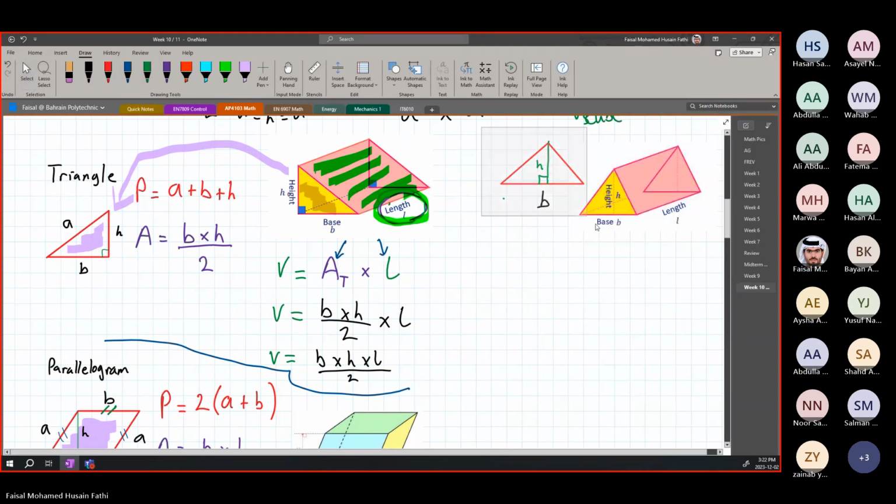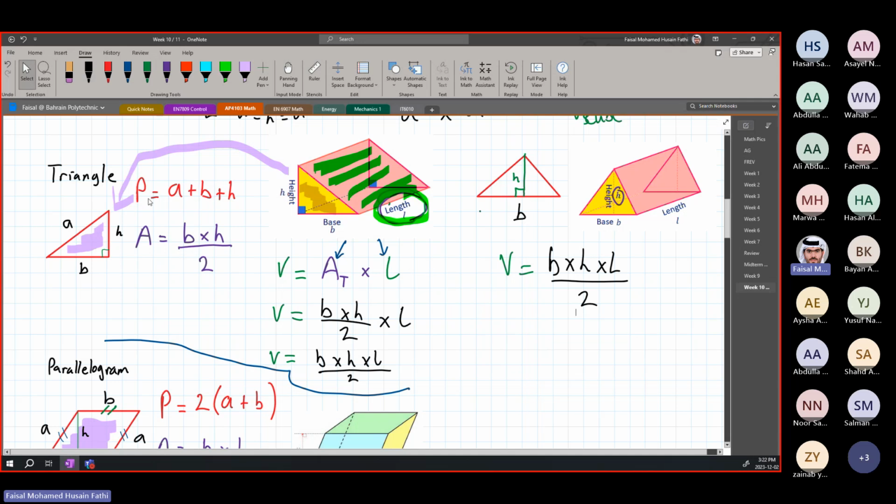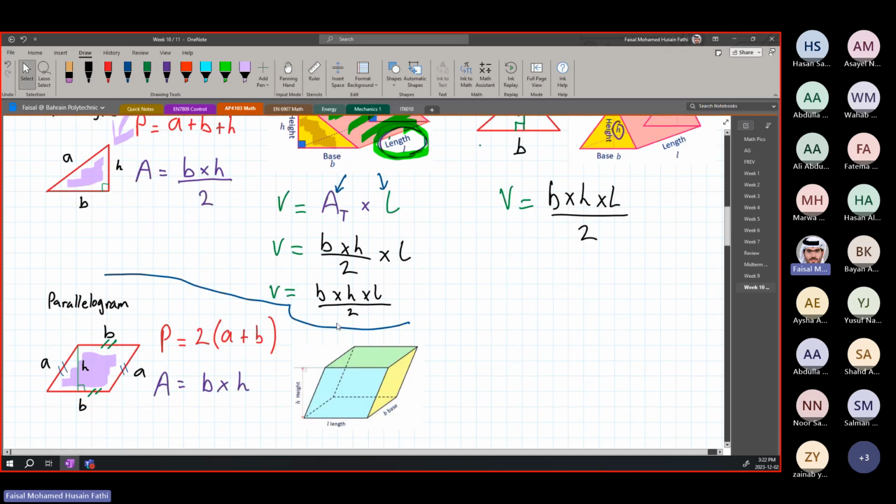this shape, the area of the triangle is exactly the same. It does not change. The only difference is the height is in the middle. That's it. So the volume is also going to be the exact same thing, where it's the area of this triangle times the extra length that has been added. So base times height times length over 2. Same exact concept. And you will do this exact same thing for every prism shape.